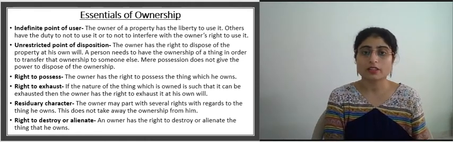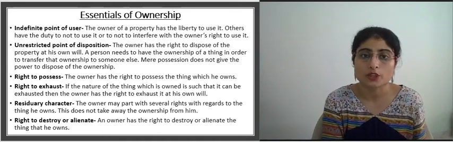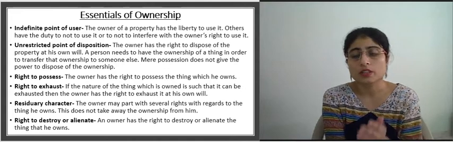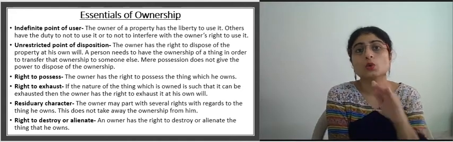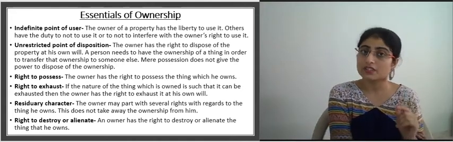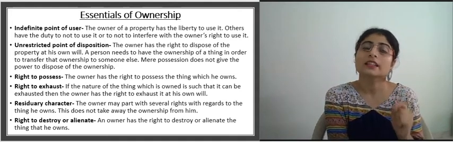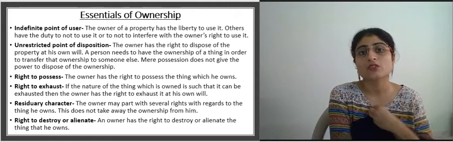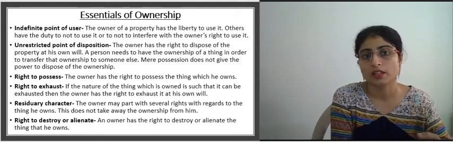The first essential is the indefinite point of the users. The owner of the property has the liberty to use it, of course, and also the liberty to restrict other people. As we stated, ownership denotes rights in rem. That means if I can use my phone, then I can restrict anybody else from using it.